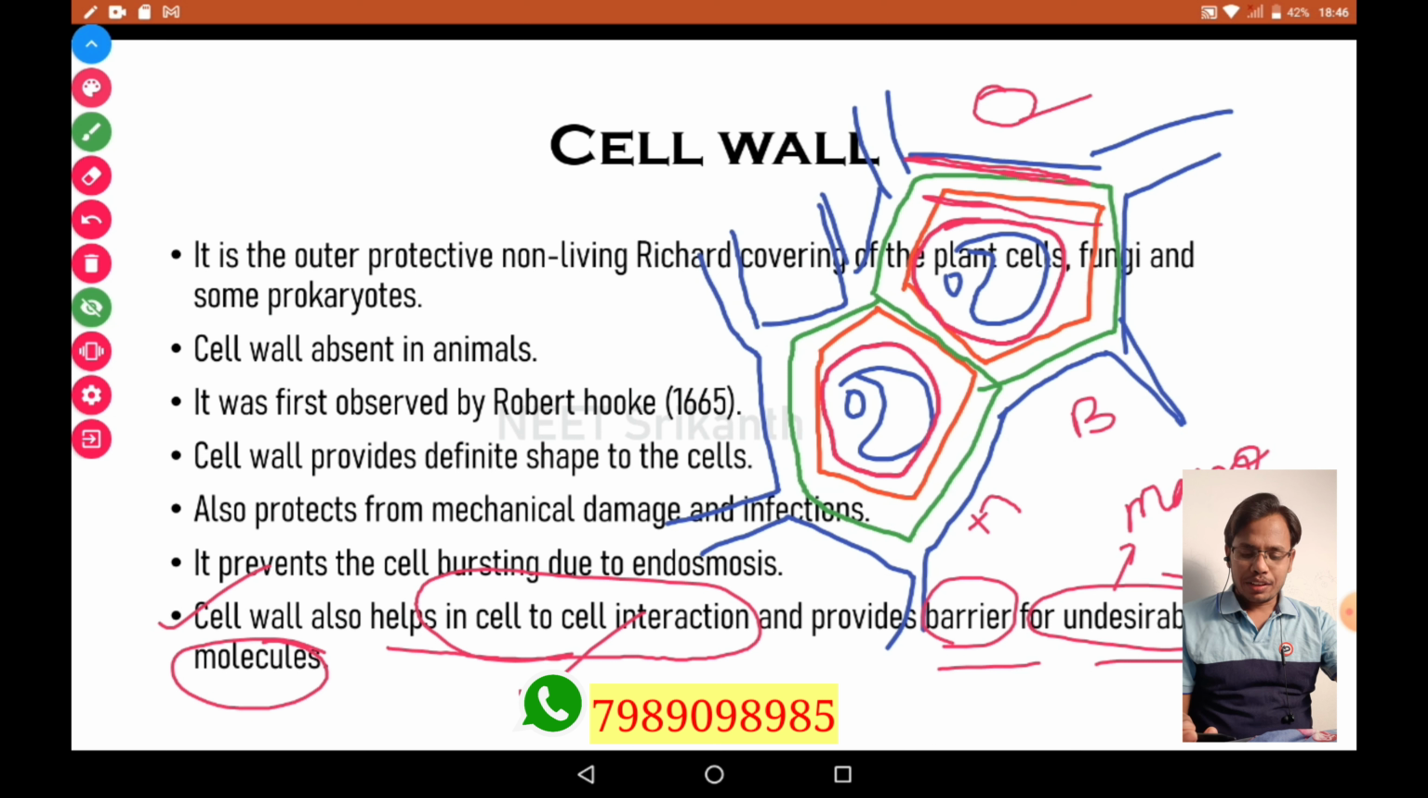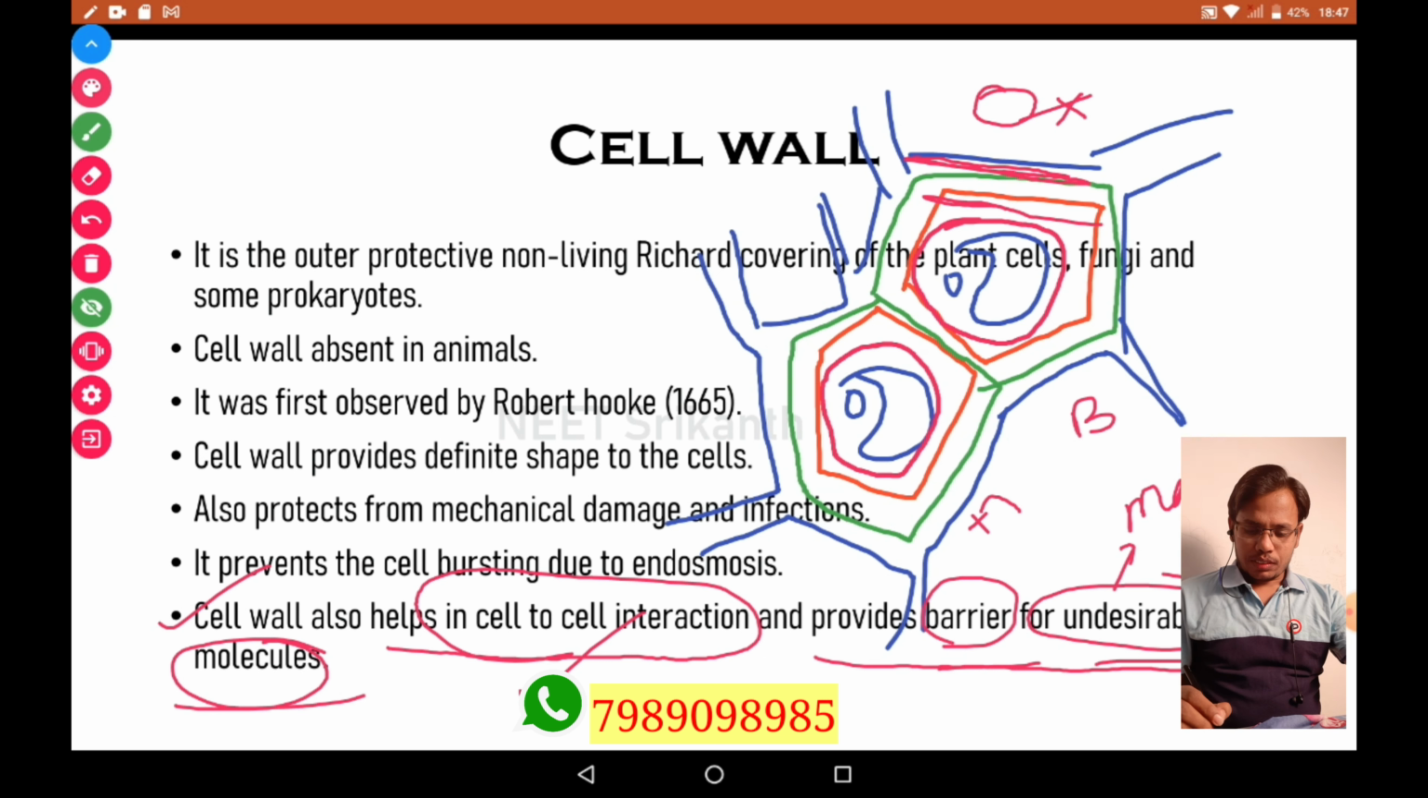It acts like a barrier to prevent the transportation of macromolecules inside the cell. So that is called providing the barrier for undesirable molecules. The molecules which are large in size are called macromolecules. The movement of the macromolecules into the cells is prevented by the cell wall.